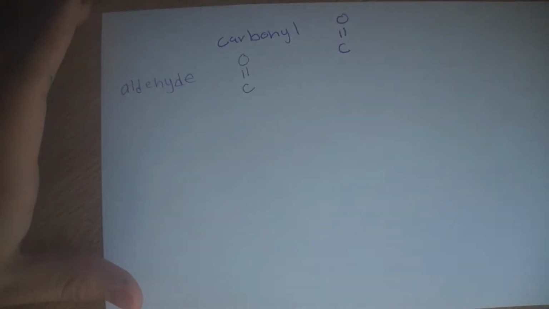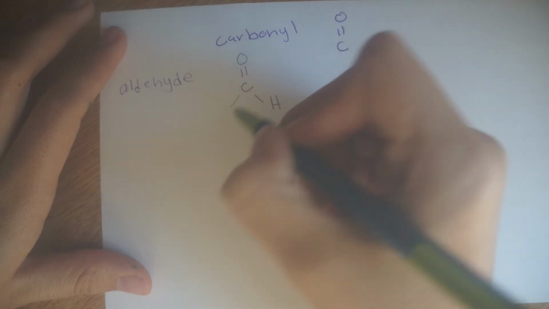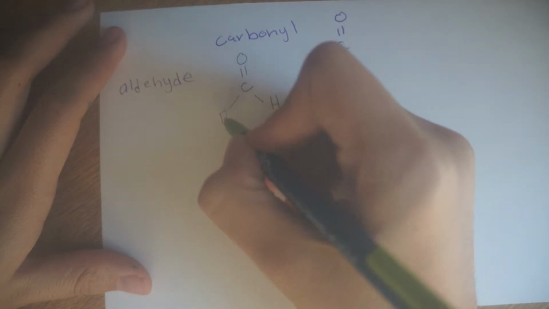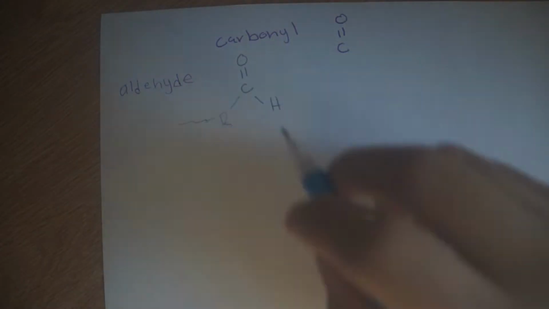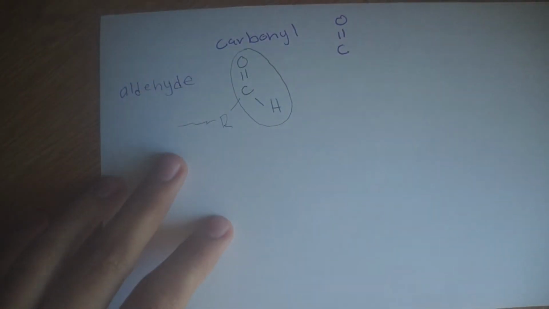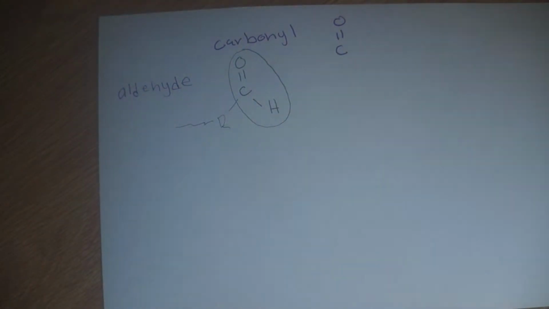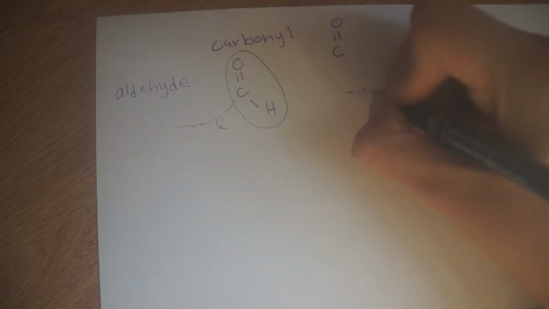It has a CO double bond, but it also has an H attached to it and another carbon with a whole molecule attached to it. But the main thing is that this one has a CO double bond and an H. So when you see this, it means that this functional group is an aldehyde. This changes the whole name because you drop the E at the end and you make it an Al.